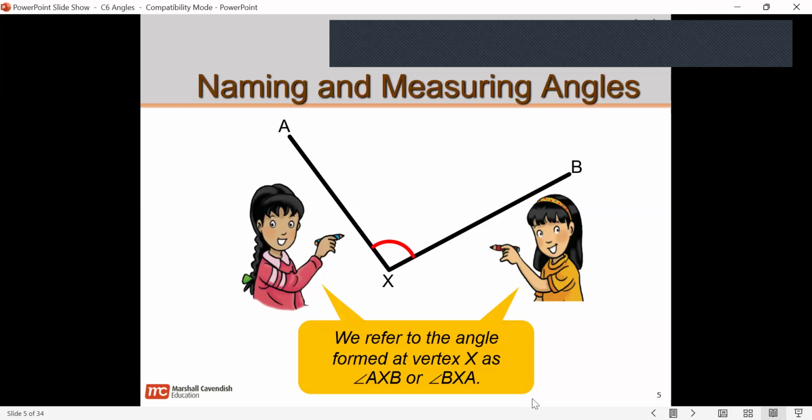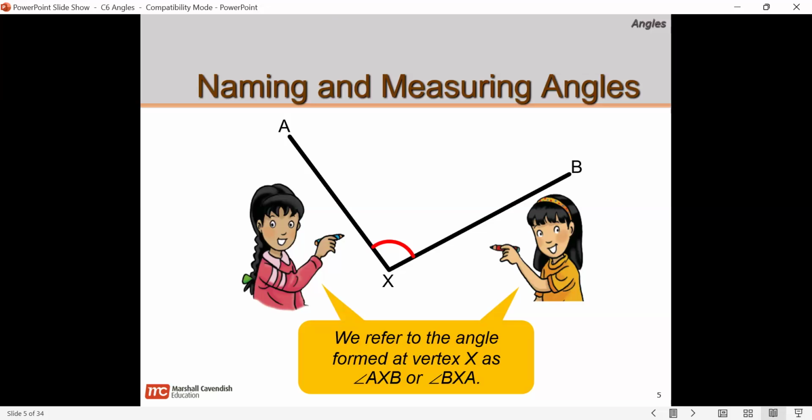Can you put your finger in the air now and move along AXB? A to X to B. How about B to X to A? Do you realize it goes in the opposite direction? B to X to A, and then A to X to B. But are they referring to the same corner, the same vertex that is pointing? It is. Same thing, but the turn is different. The direction is different.